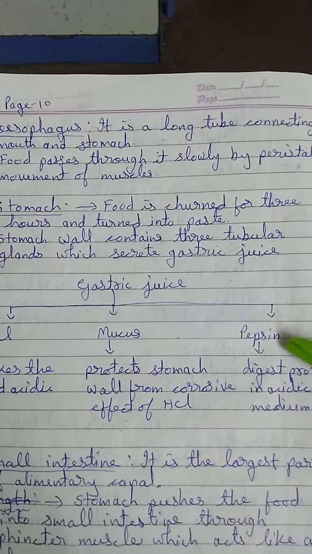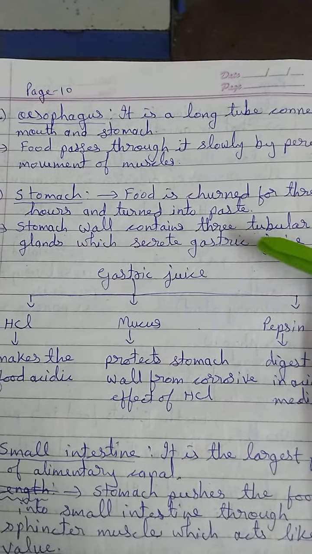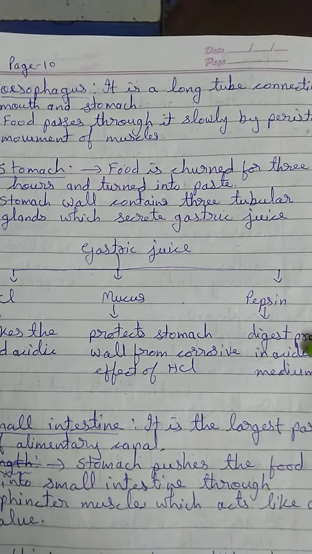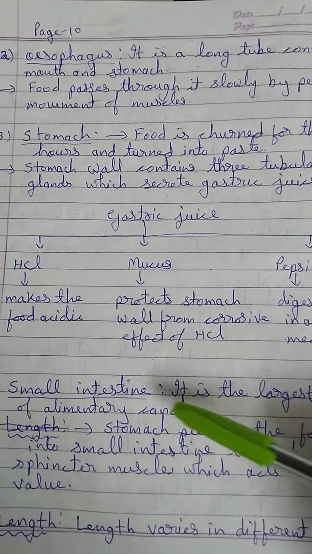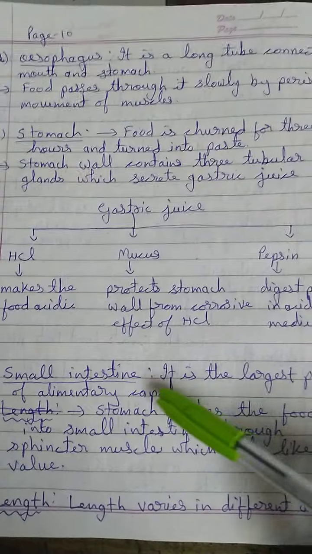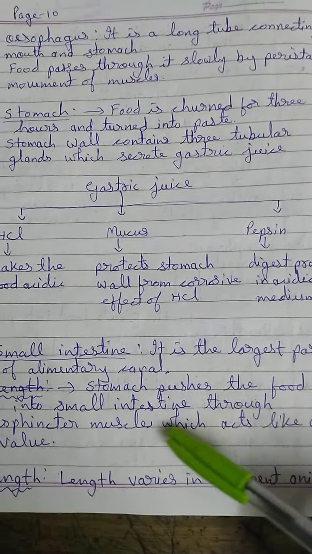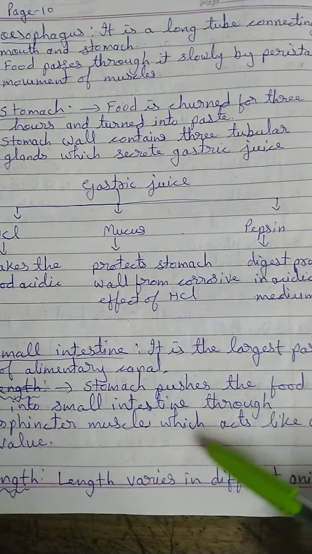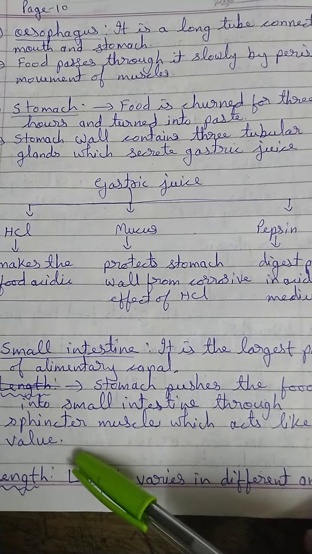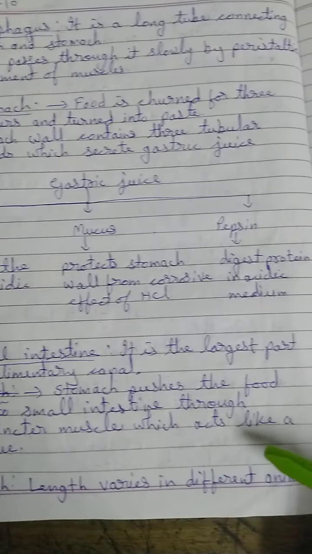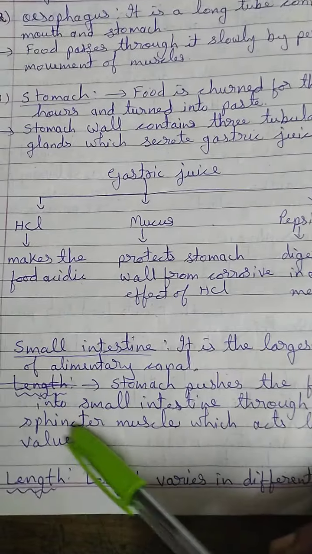So we can see here that the digestion of protein starts in the stomach. The digestion of carbohydrate starts in the mouth. The digestion of protein starts in the stomach. It is not fully digested, it is partially digested. Then the partially digested food enters the small intestine. It is the largest part of the alimentary canal, and the stomach pushes the food into the small intestine through a sphincter muscle which acts as a valve. That means it is a one-way movement of food from the stomach into the small intestine through the sphincter muscle.